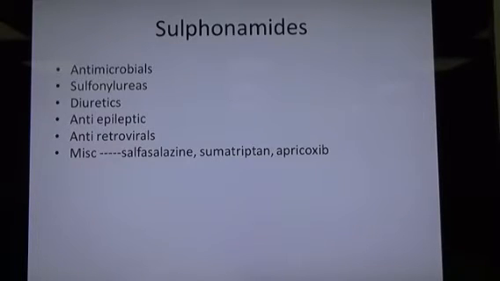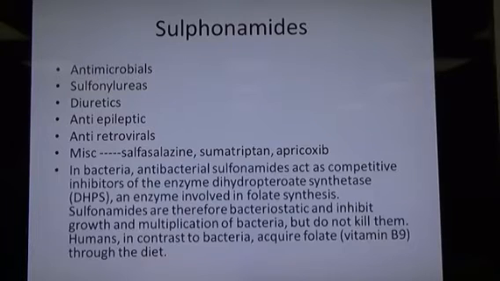Sulfasalazine is used to treat ulcerative colitis. Sumatriptan is used to treat vascular headaches. Apricoxib is a COX-2 inhibitor. They are very effective anti-inflammatory drugs, but later on they were withdrawn because they cause severe hypertension and even heart problems and CVA in a lot of patients. So I will discuss mainly the mechanism of action of antimicrobial sulfonamides.